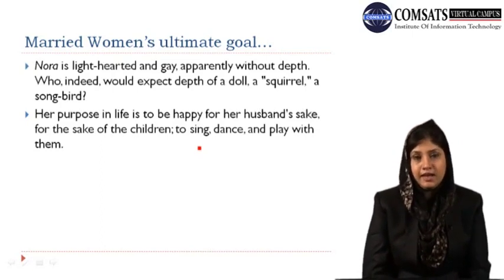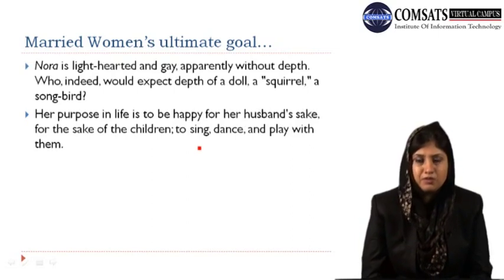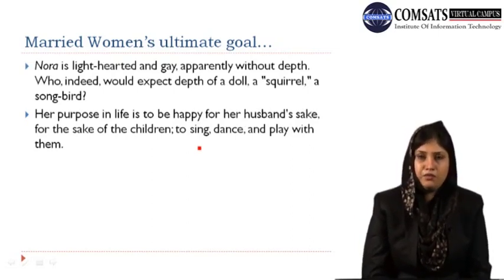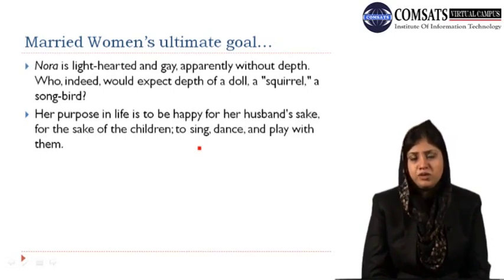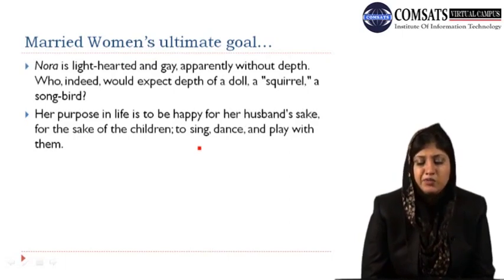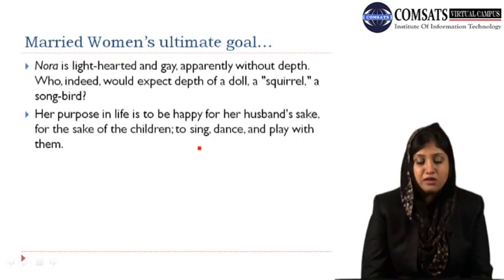Nora is light-hearted and gay. She's a happy person, apparently without depth. We find her a very clear self, very transparent, very innocent and childlike. Who indeed would expect depth of a doll, a squirrel, a songbird?